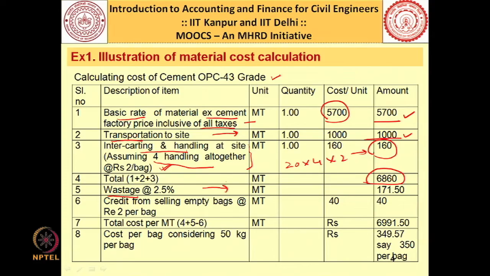Now, in cement it is usual to have a wastage of about 2.5%. So, that cost also needs to be included. So, I have calculated the wastage of 2.5% on 6,860. Now, sometimes you sell the empty cement bags also. Let us say the cost of selling those empty bags comes to 2 rupees per bag. So, I am deducting this cost from the total cost. So, 20 bags in 1 ton of cement, and if you are getting a credit of 2 rupees per bag, I am getting a credit of 40 rupees. So, this cost is getting subtracted from my total cost. So, the total cost per metric ton is coming out to be 6,991.